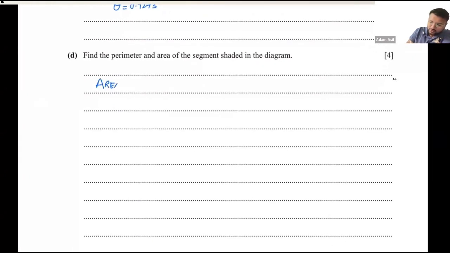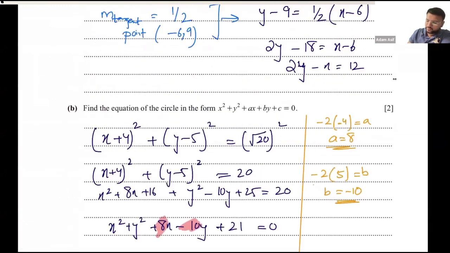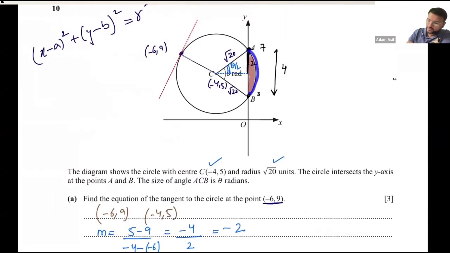एरिया ऑफ, पहले पेरीमीटर ढूंढ लेते हैं ताकि हमारे पास लेंथ आ जाए। ओके, फर्स्ट आई एम फाइंडिंग द पेरीमीटर। पेरीमीटर के लिए आई जस्ट नीड टू हैव आर्क लेंथ एंड दिस लेंथ। ये लेंथ है मेरे पास 4। आर्क लेंथ कैसे निकालेंगे अब्दुल्ला? सेक्टर की आर्क लेंथ कैसे निकालते हैं माद?